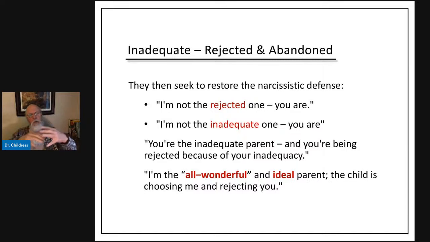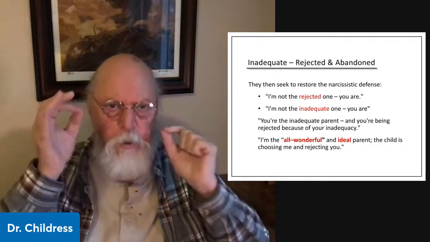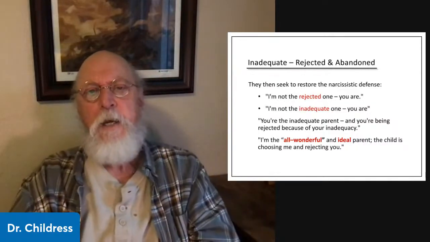Because the divorce puts their inadequacy on public display. You said you're so inadequate as a spouse, I'm divorcing you. And everybody knows that they're a failure and they're inadequate. So they need to create this public display of your inadequacy to get it off of them, projected onto you. And then meanwhile, they adopt the role of the all wonderful and ideal parent, that the child is choosing me and rejecting you.